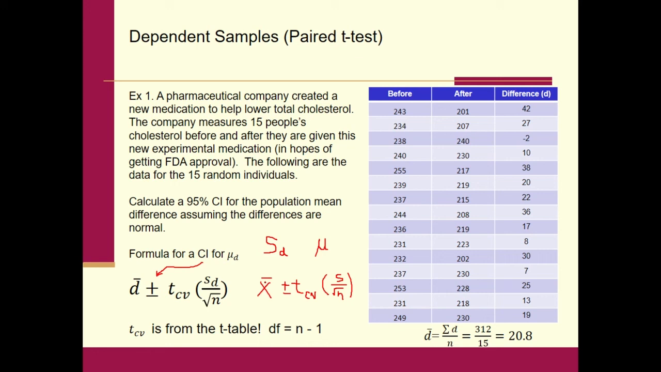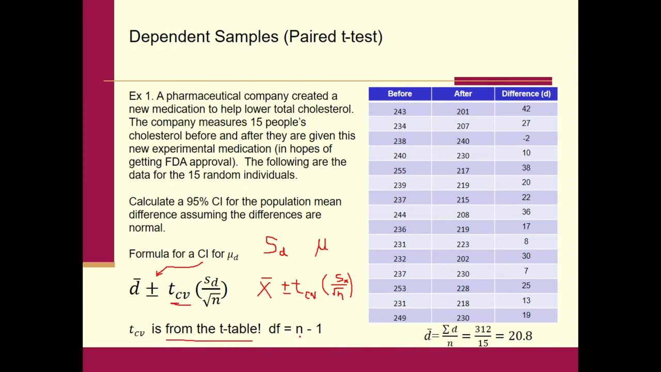All right. Notice here it's exactly the same formula as this one over here. It's just that instead of our random variable being x, we have the d's. And so instead of having x bar, we have d bar. Instead of the standard deviation of the x's, we have the standard deviation of the d's. Notice still the square root of n, and still the critical value. And so this critical value is still coming from the t-table.